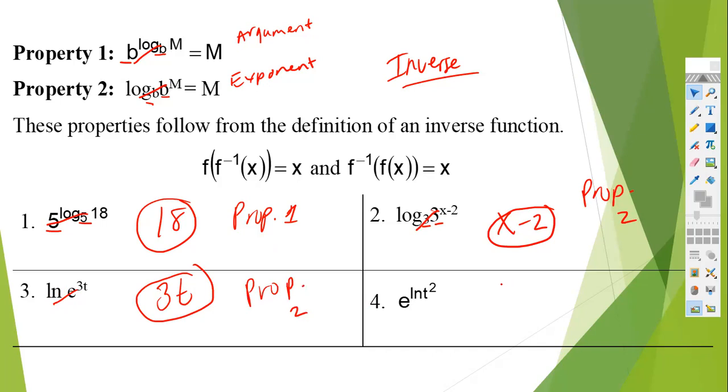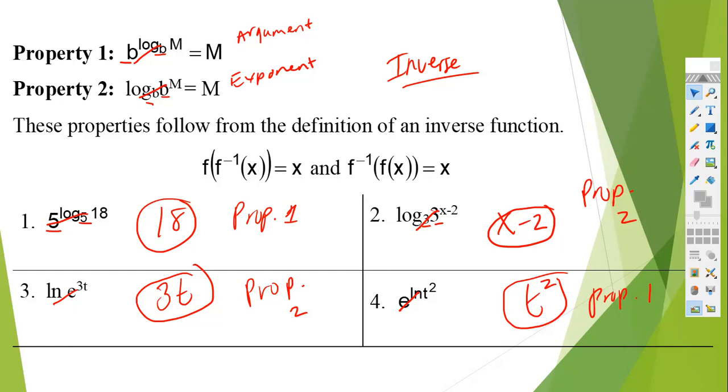Good job. Okay, again, anytime e and natural log tag each other, they are canceling each other out. So my argument is my solution, and that's property 1. When your argument is your solution, that's inverse property 1. When your exponent is your solution, that's inverse property 2. Got it? How do we feel about the inverse rule?